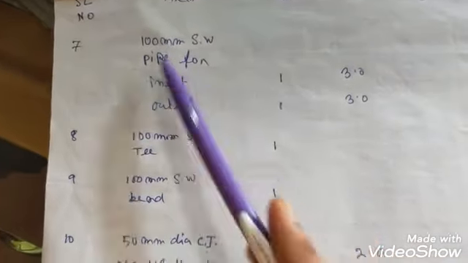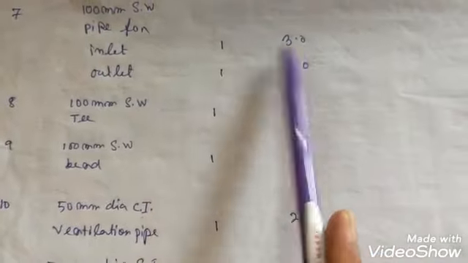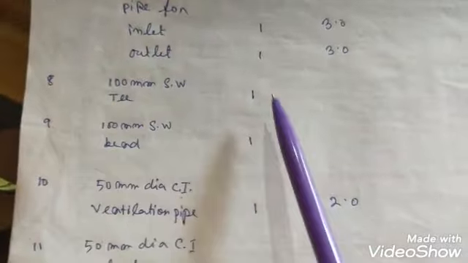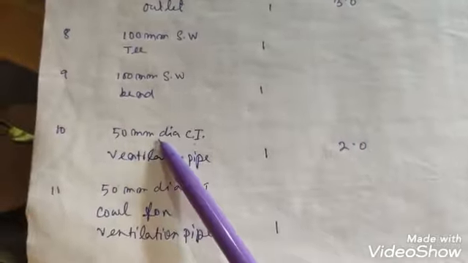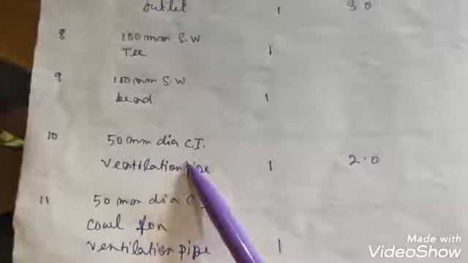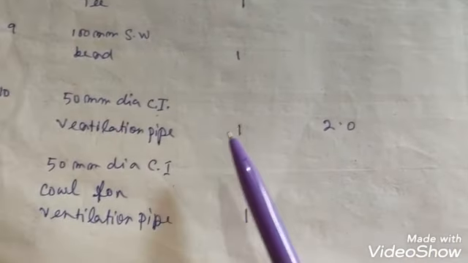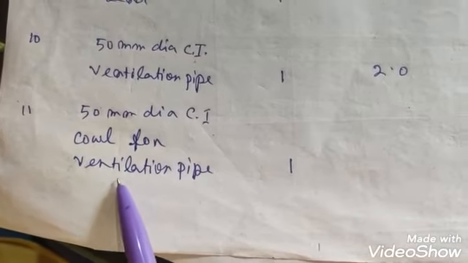And these are some sanitary fittings. 100 millimeter socket well pipe for inlet, 1 number, 3 meter length. For outlet, 1 number, 3 meter length. Socket well T junction, 1 number. Socket well bend, 1 number. 50 millimeter diameter cast iron ventilation pipe. This is the ventilation pipe, 50 millimeter diameter. We need 2 meter length, 1 number. And 50 millimeter diameter cast iron cowl. It is the cap which is provided above the ventilation pipe. This is the cowl, so we also need this one.